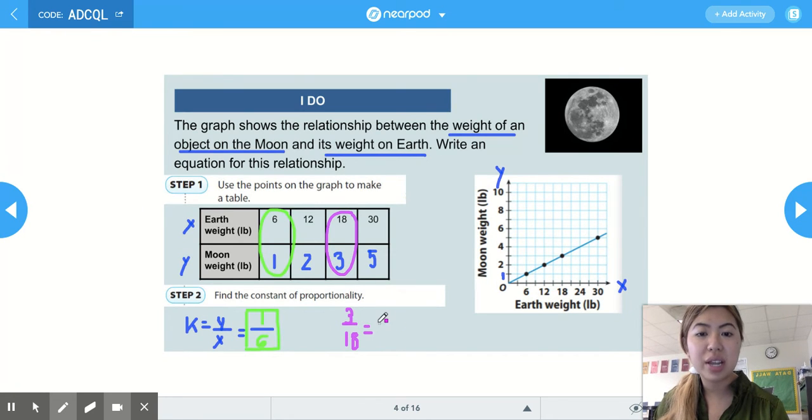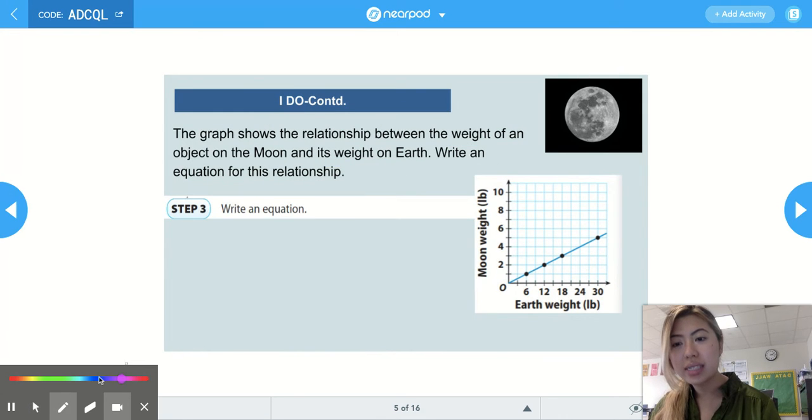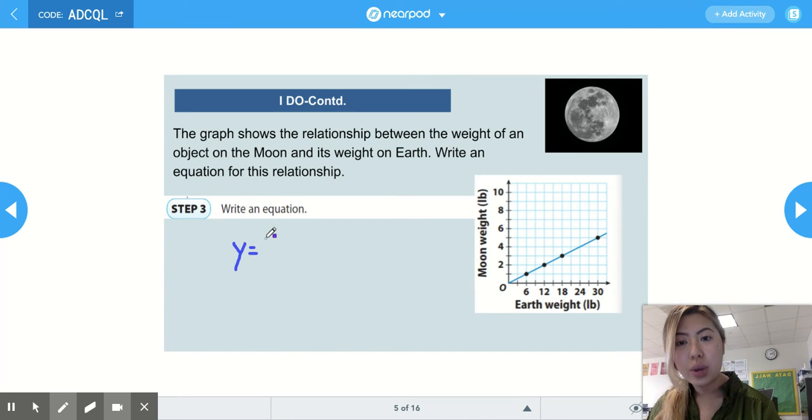So if we simplify 3 over 18, we're listing out the factors of 3 and 18. So 1 times 3 is 3. 6 times 3 is 18. And we're going to cross out the common factor. The common factor is that 3. So that means that 3 over 18 can be simplified to 1 over 6. Our last step is to write the equation. So if we know that our constant is 1 over 6, equations in proportional form are y is equal to k times x. So our equation is going to be y is equal to 1/6 x.